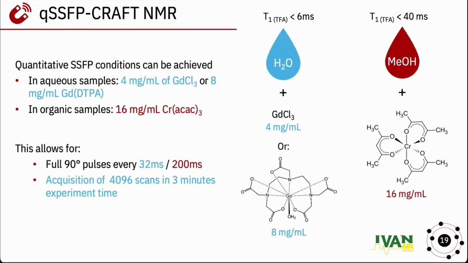So we have two parallel methods, one for aqueous samples, one for methanolic samples. The aqueous method works exceptionally well. The T1 time of TFA, which is one of our smallest molecules, is under 6 milliseconds. That means in a 30 millisecond time between pulses, we can get quantitative NMR. Because chromium is not quite as efficient of a relaxation agent in organic solvents, our time between pulses there is about 200 milliseconds. Still very, very fast, but not quite the same signal-to-noise boost as an aqueous sample.